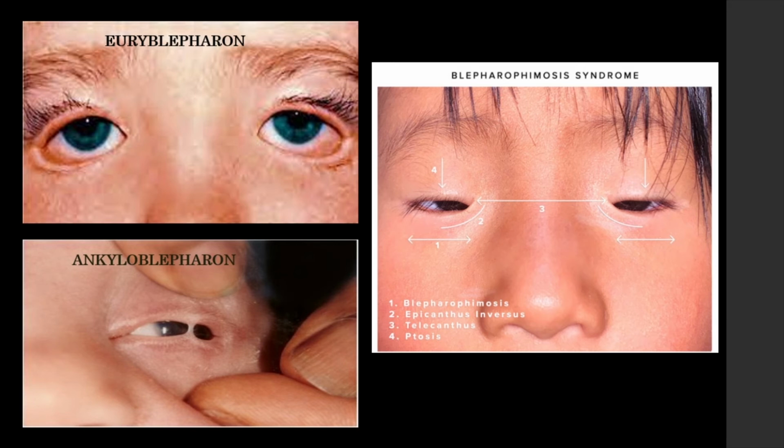Okay, can somebody tell me, when there is complete absence of the eyelids, they are not formed. Is there any syndrome that can be associated with that? Okay, so that is one.